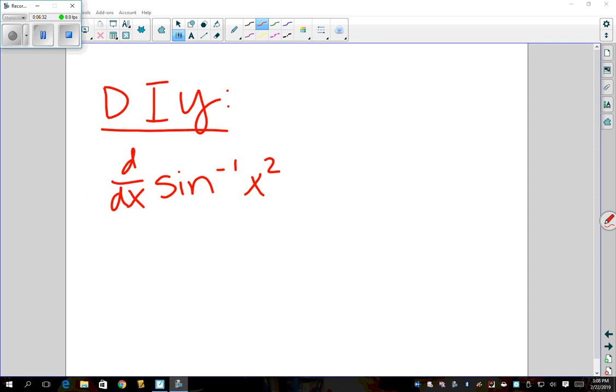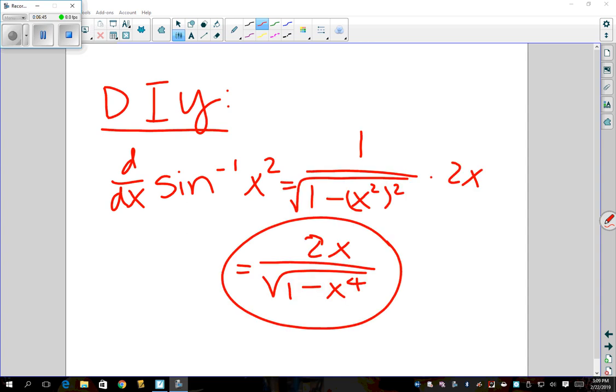So here's a DIY problem you can try at home, finding the derivative of the inverse of sine of x squared. Go ahead, look back at that identity, try to see if you can do this by yourself. This is what you should have gotten if you tried it by yourself: 2x over the square root of 1 minus x to the 4th.